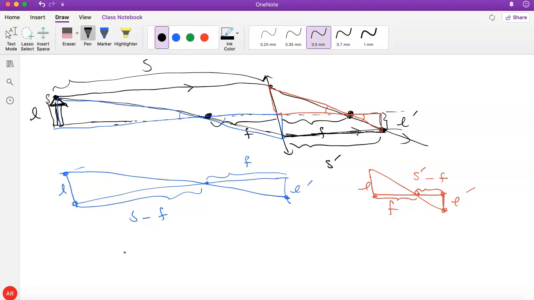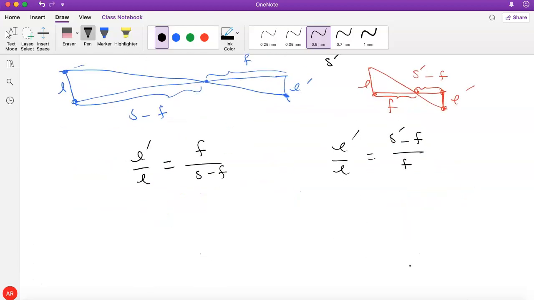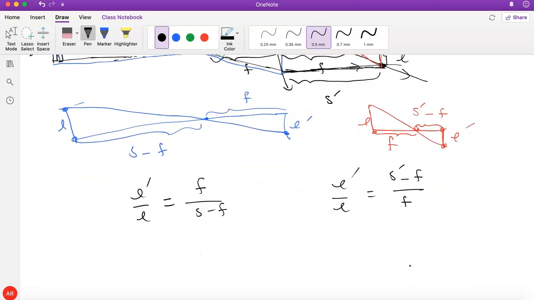All right, so now if I want to write equations relating these lengths, these are similar triangles, so L prime over L is going to be F over S minus F. On this side, I find L prime over L is S prime minus F over F. And then these two expressions must be equal. They're both the ratio of L prime to L. And then I get an equation that relates S prime and F.